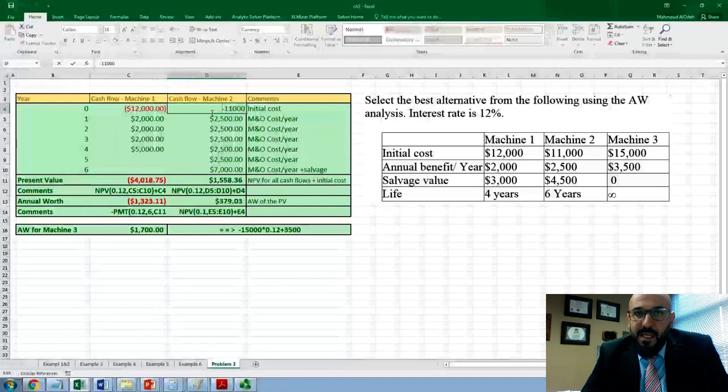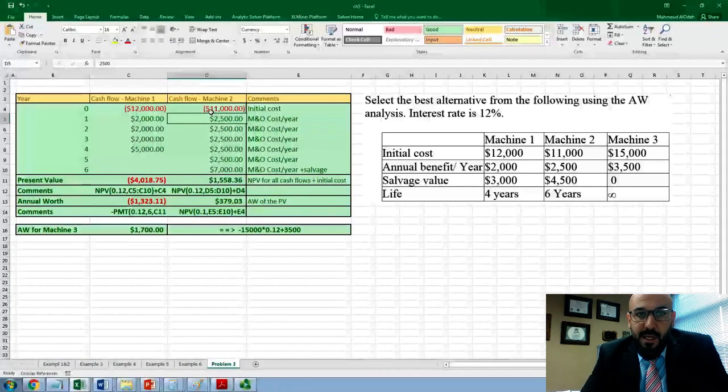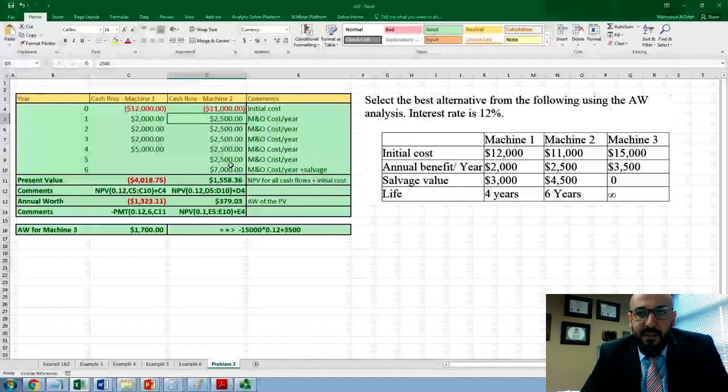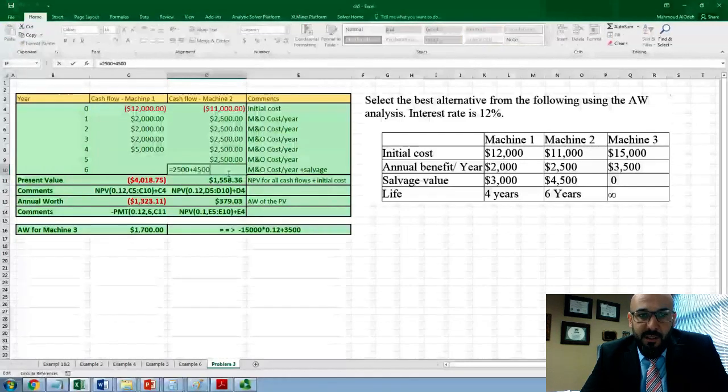And then we build the cash flow for machine 2. $11,000 on year 0, that's the initial cost. Year 1 to 6, we have a benefit of $2,500. Salvage value of $4,500 on the last year, year 6.